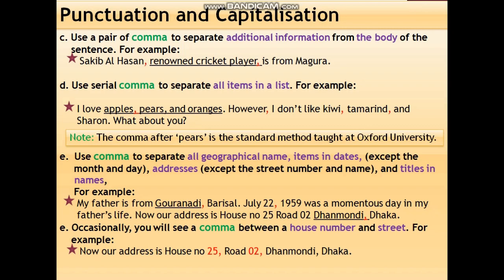Occasionally you will see a comma between a house number and street. For example, now our address is house number 25, road number 2, Dhanmundi, Dhaka.